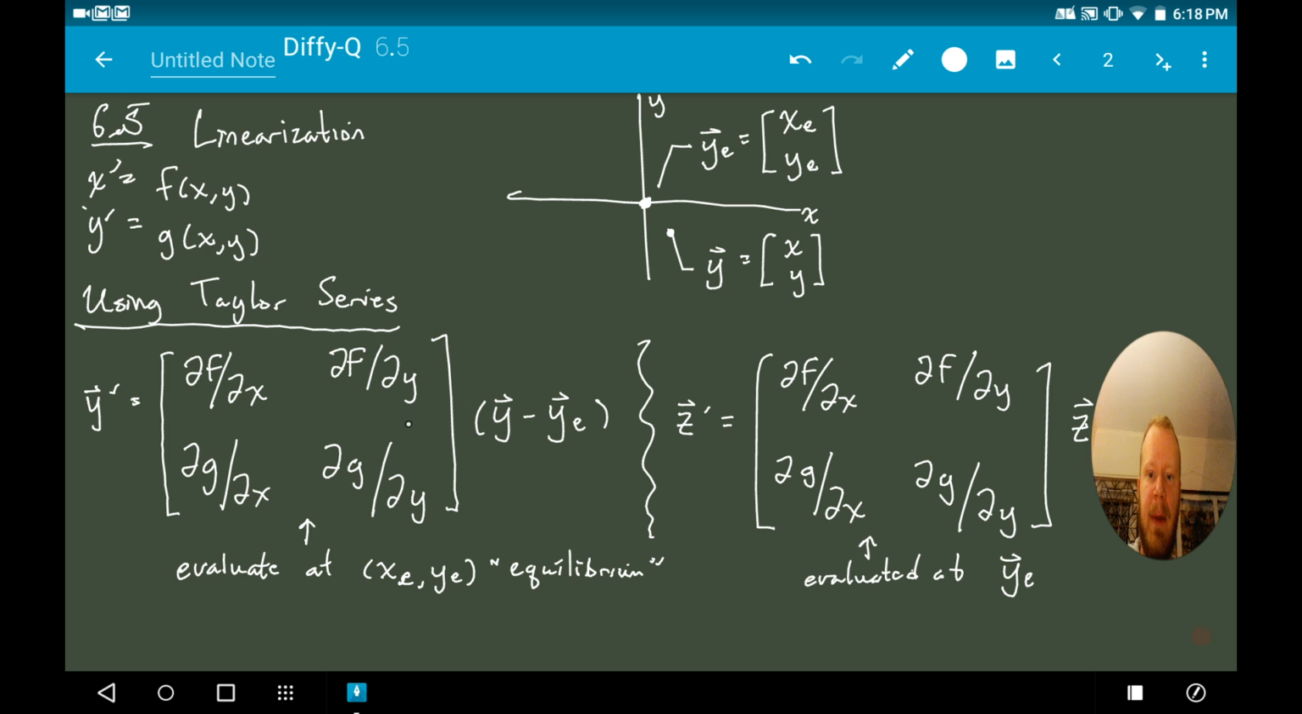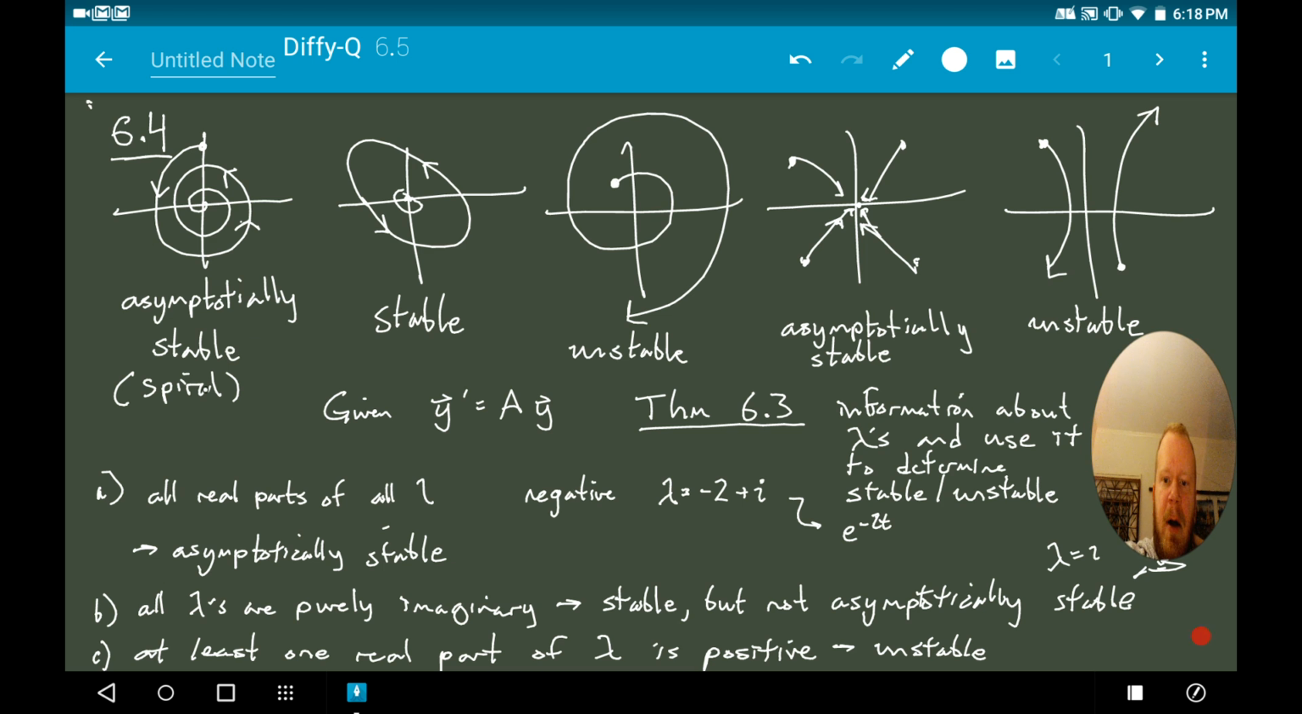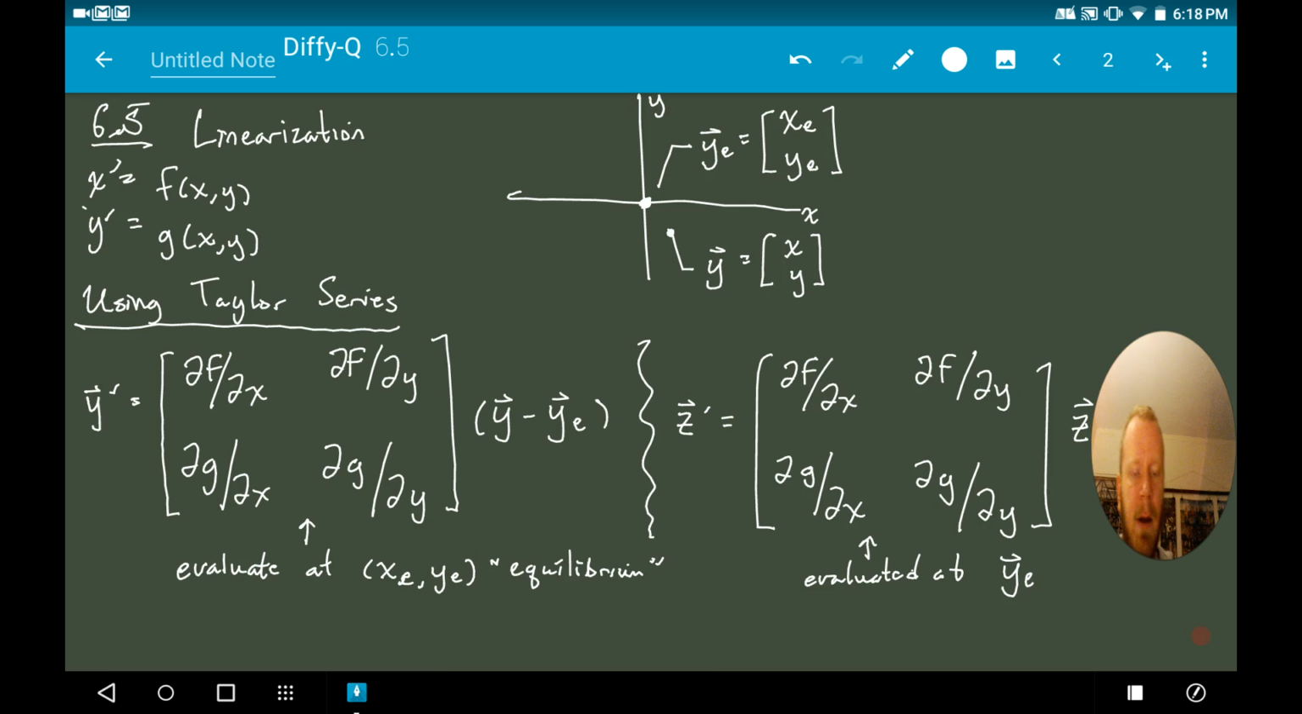But let's go ahead and look at an example. At the end of this, once we have this system, we're just going to get some numbers, because this is evaluated at a point. Then the eigenvalues of the numbers that end up in here are going to inform us on how we should proceed. We can use theorem 6.3 on the eigenvalues for this new setup and apply them to figure out if it's stable, unstable, or asymptotically stable.